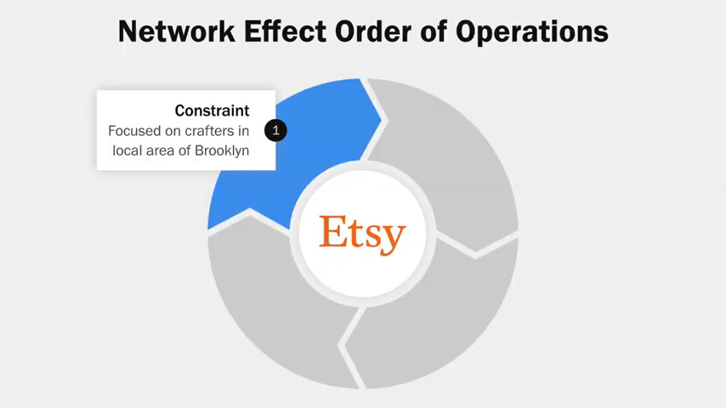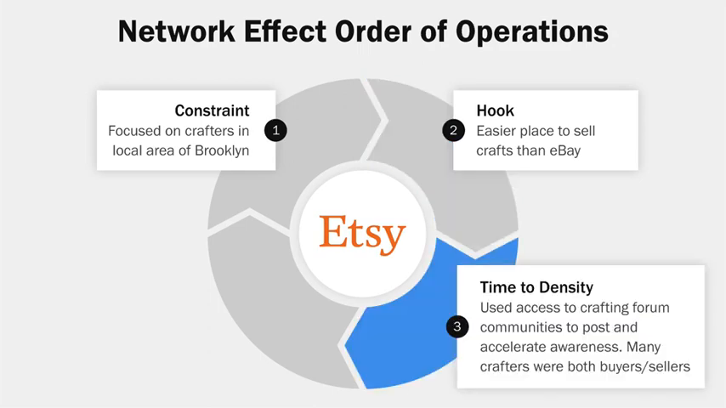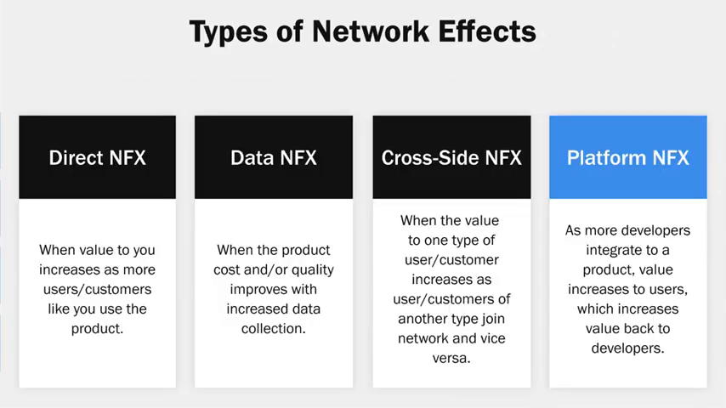If we looked at Etsy as an example, they initially constrained and focused on crafters in the local area of Brooklyn, so really constraining that initial audience. The product hook was a much easier place to sell their crafts than a place like eBay. They accelerated the time to density by using access to a crafting forum and community to post and accelerate the awareness of that initial constrained audience. And finally, they leveraged those initial crafters into other types of storefronts and other types of crafters, repeating the steps of the loop.